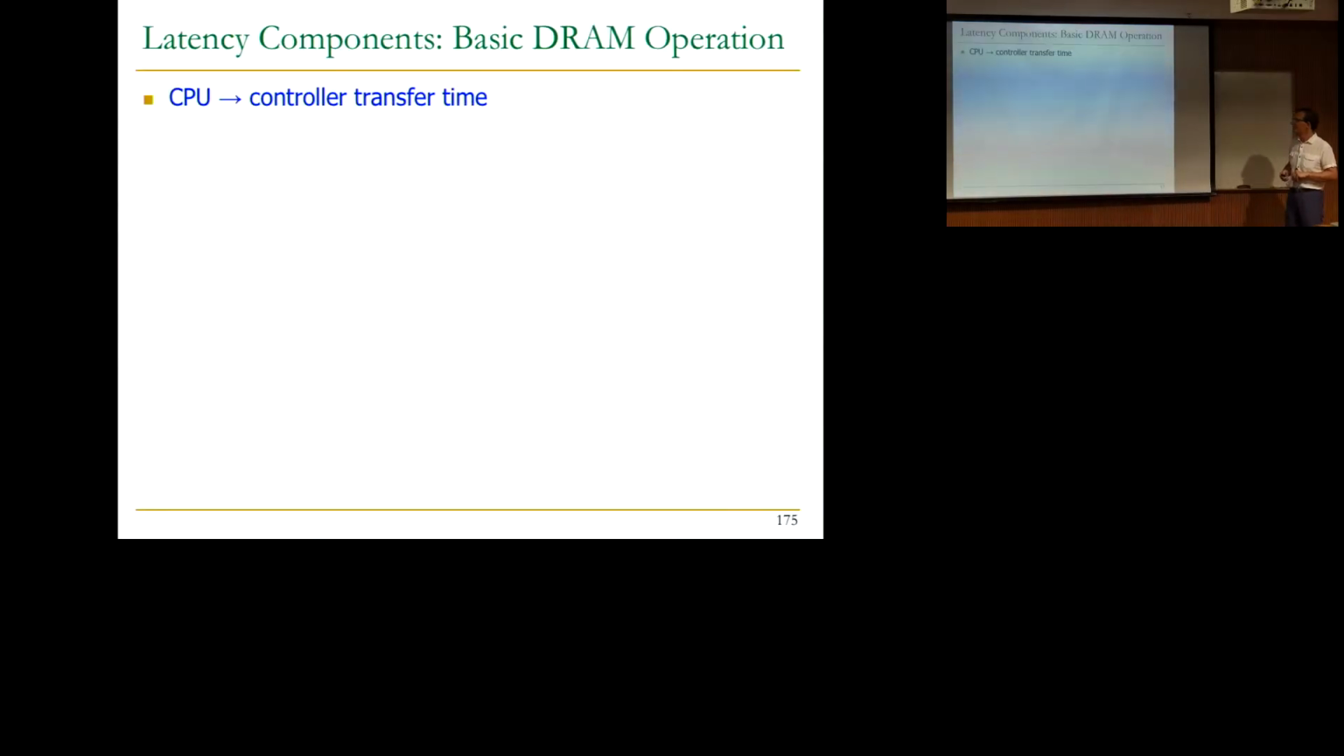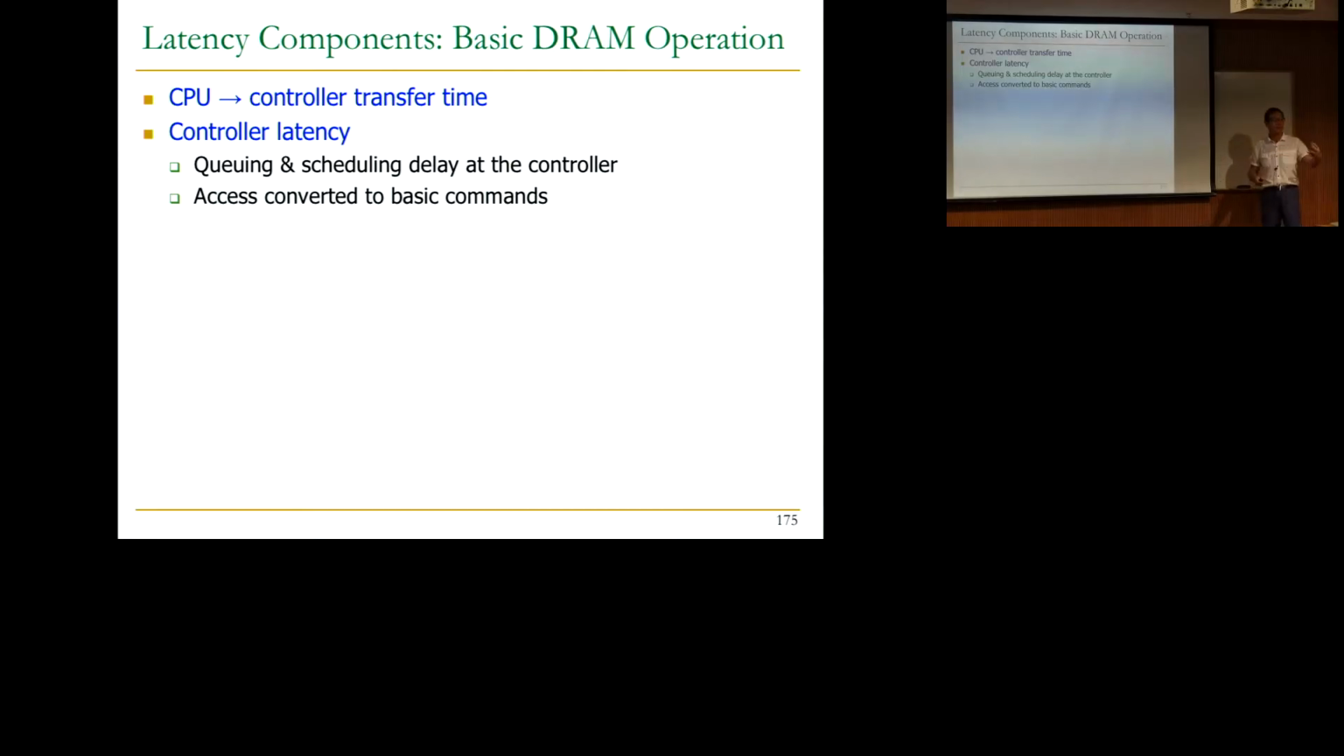Okay, so let's talk about latency components a little bit. I've given you how to read a cache block, but this actually is much longer than just reading the DRAM chip. The CPU needs to send a request to the memory controller first. Of course, you need to go through the cache hierarchy. You need to miss in all of the caches, and then you go to the memory controller. So there's some transfer time on chip to get to the controller. And then within the controller, there's some latency, which may be arbitrary because of the queuing and scheduling delay at the controller, and the controller converts the access to basic commands, and we're going to talk about that.